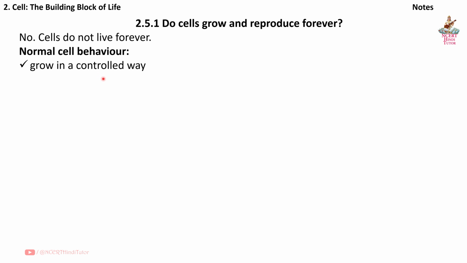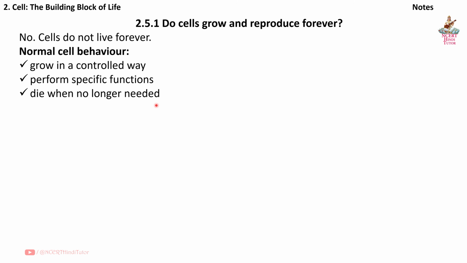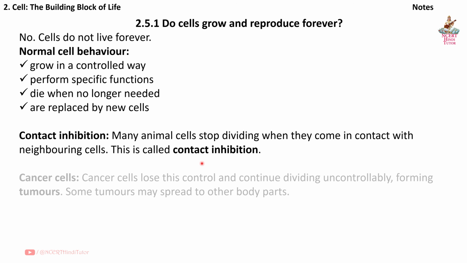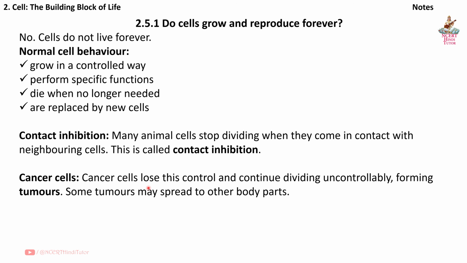2.5.1 Do cells grow and reproduce forever? No, cells do not live forever. Normal cell behavior: grow in a controlled way, perform specific functions, die when no longer needed, and are replaced by new cells. Contact inhibition: many animal cells stop dividing when they come in contact with neighboring cells. This is called contact inhibition. Cancer cells: cancer cells lose this control and continue dividing uncontrollably, forming tumors. Some tumors may spread to other body parts.